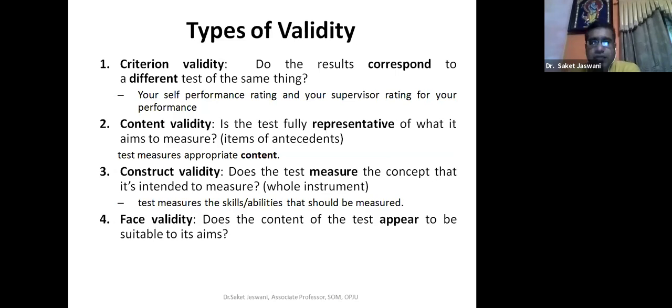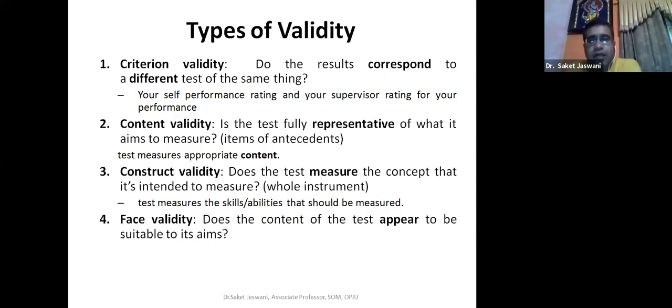Criterion validity says, do the results correspond to a different test of the same thing? It means if you are measuring performance, you can utilize different tests to measure the performance, and check whether all the tests are giving the same results or not. This is criterion validity.